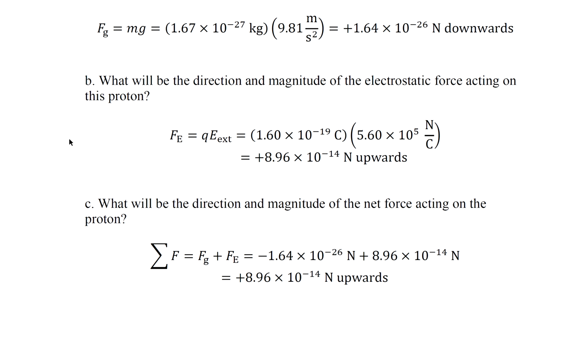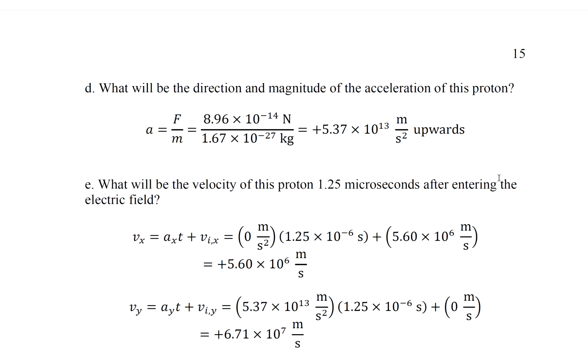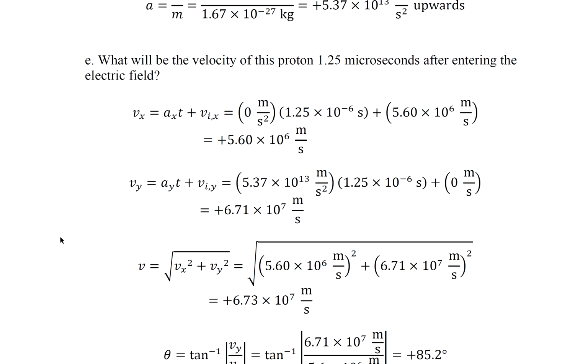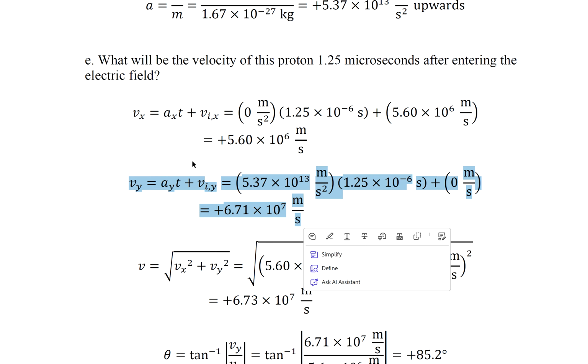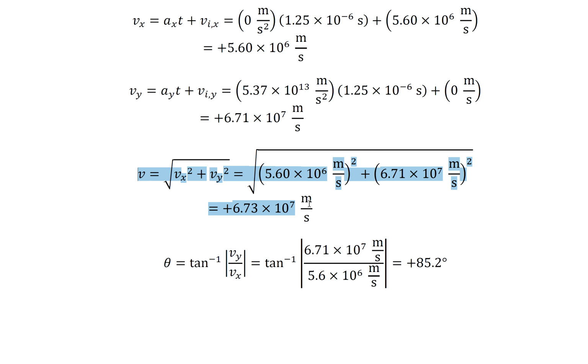Part C, what would be the direction and magnitude of the net force acting on the proton? Sigma F, you add up all the forces. Part D, what will be the direction and magnitude of the acceleration of this proton? Remember, F equals ma. Part E, what will be the velocity of this proton 1.25 microseconds after entering the electric field? So we got V sub x, we got V sub y, and we could find V, and we could find theta.